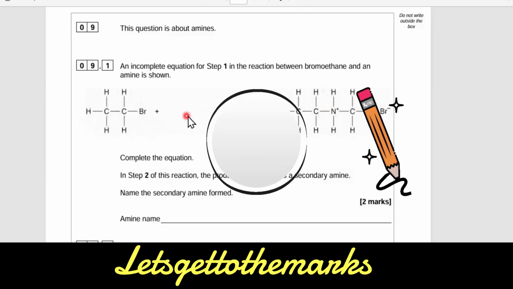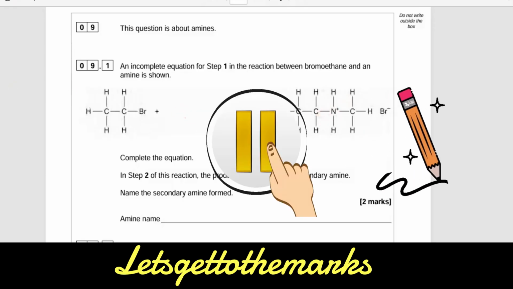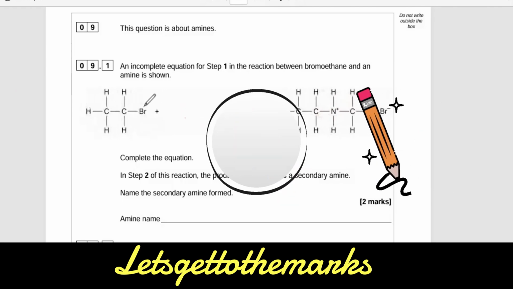Why don't you pause the video, grab a pen, grab a paper, try and have a go on some scrap paper, and then unpause and watch the walkthrough.